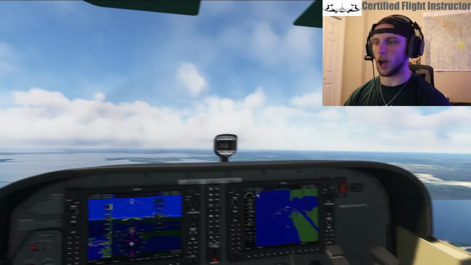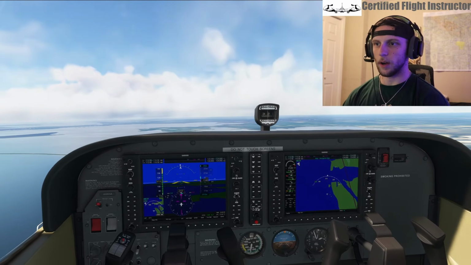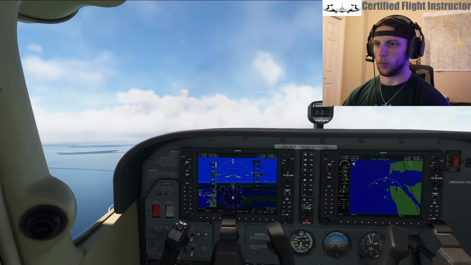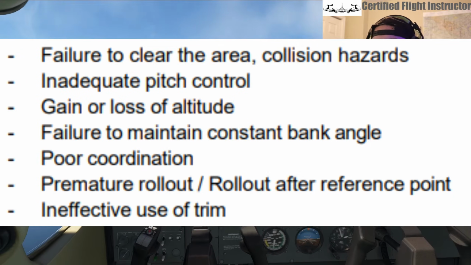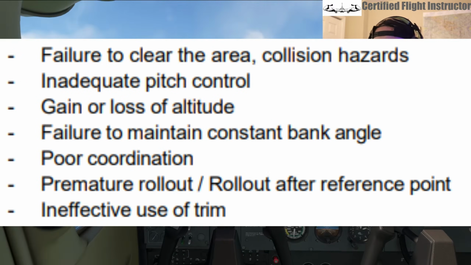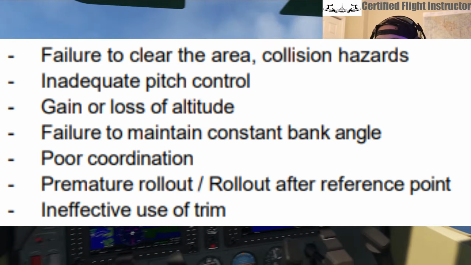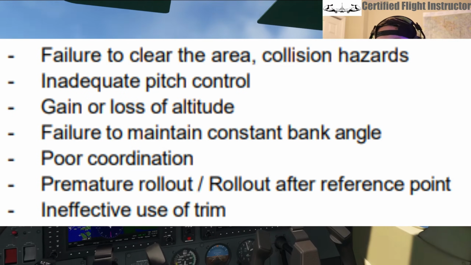So again, that's one common error down. One common error is not maintaining altitude. One common error is not rolling out on your specified heading, right? And then another common error that I didn't do, which I should have done, is actually do one to the right as well.